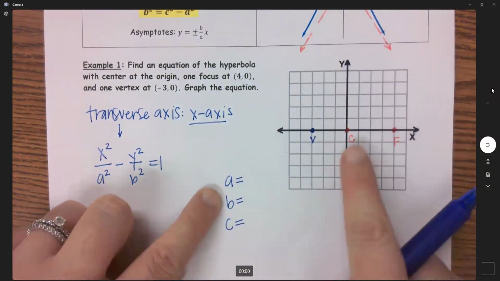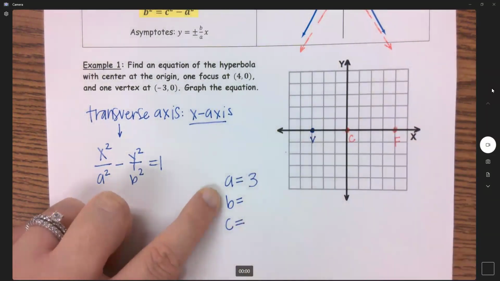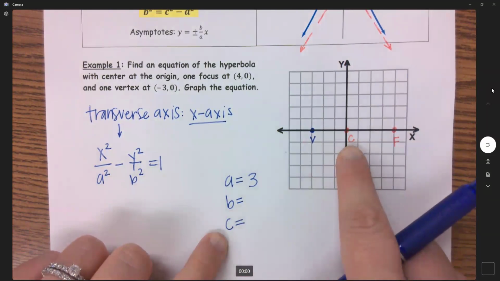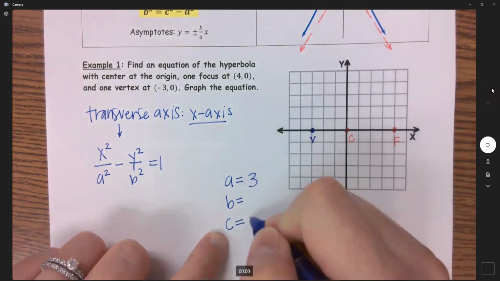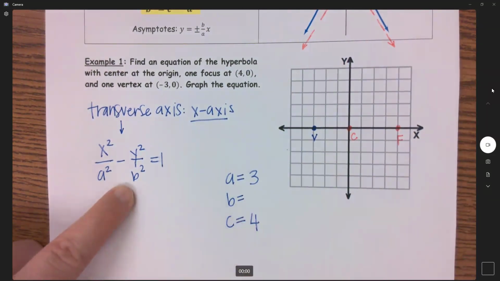A is the distance from the center to the vertex, so we are 3 units away. I don't know anything about B, but C is the distance from the center to the focus, which is 4. So let's find B so I can put that into this formula.